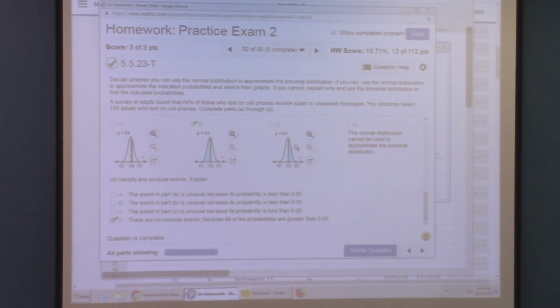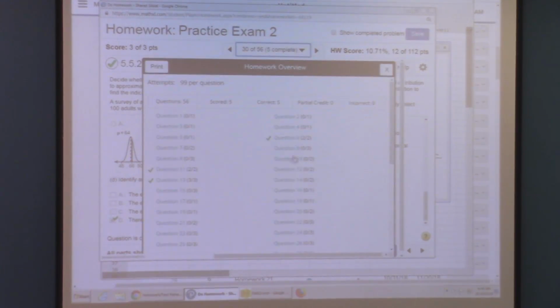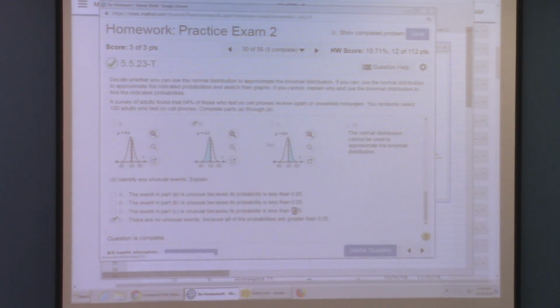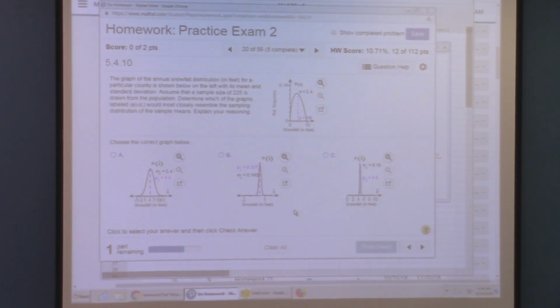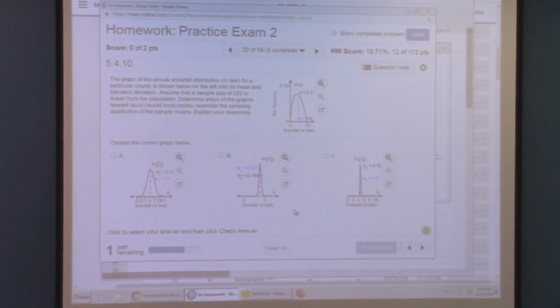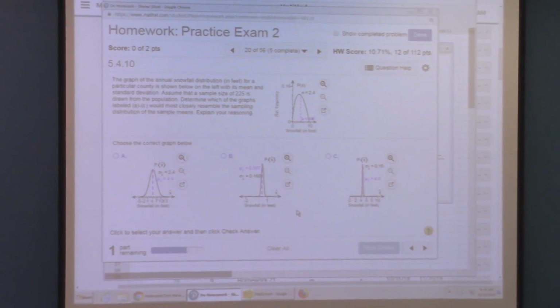Now let's go over problem number 20. Let's look at problem number 20. Questions? At the very beginning, where did the 66 come from? The 66? Yes.